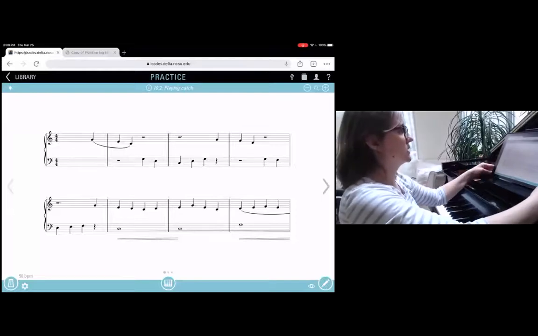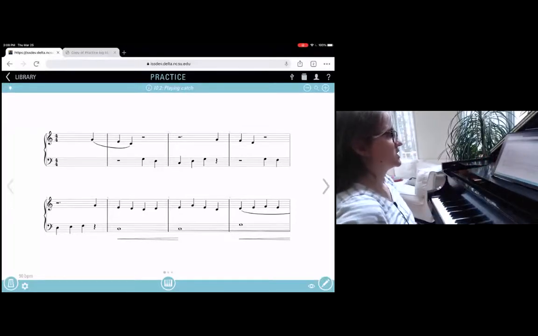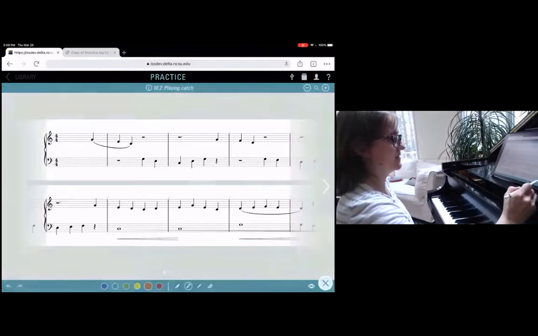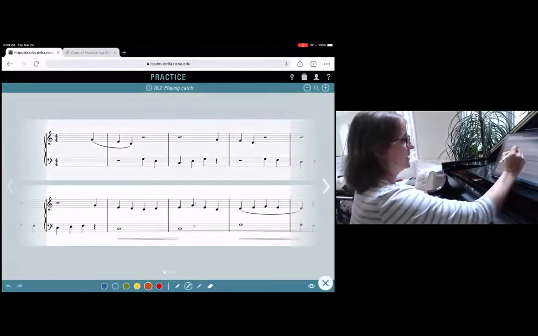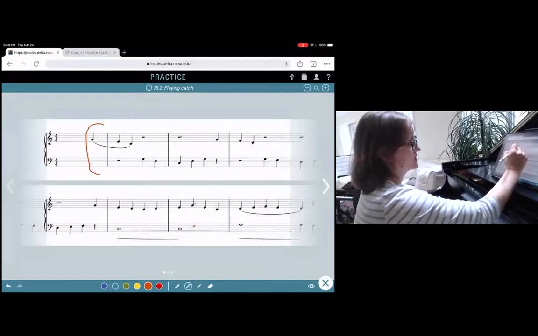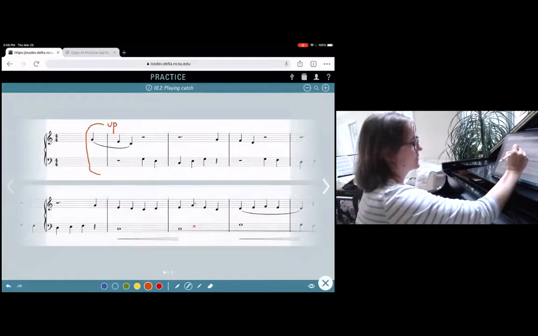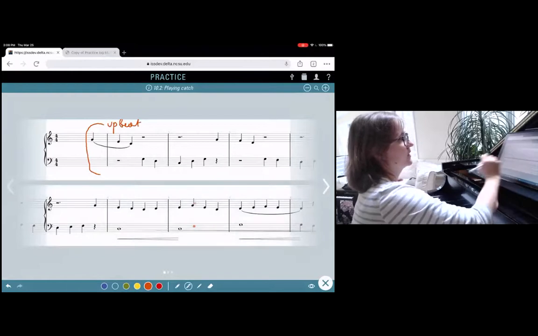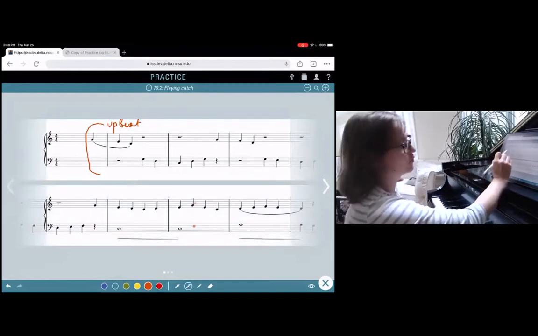Okay, so we're looking at the solo 10.2. The first thing that stands out is that this solo has an upbeat. So upbeat, or incomplete measure, is when you don't have all of the beats in the measure.